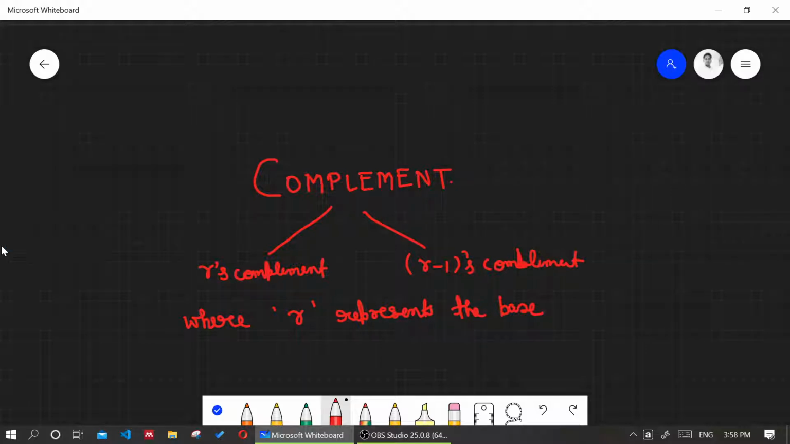Okay, so today we are going to study complement of a number. In any number system, we have two types of complement defined. One is known as the r's complement and the other is known as the r minus 1's complement. Here r represents the radix. Radix is nothing but the base of a particular number system. We'll see the complement in detail.